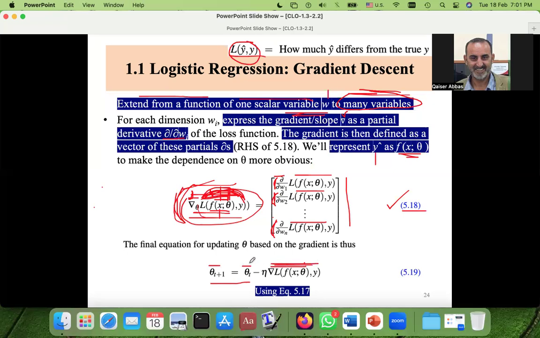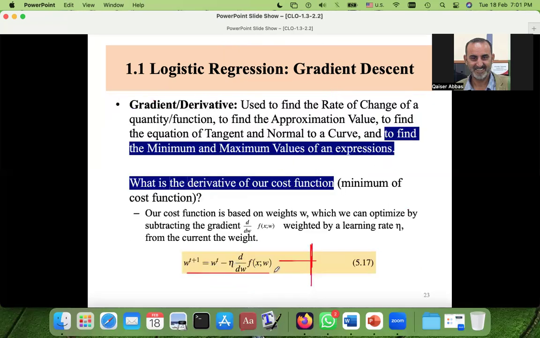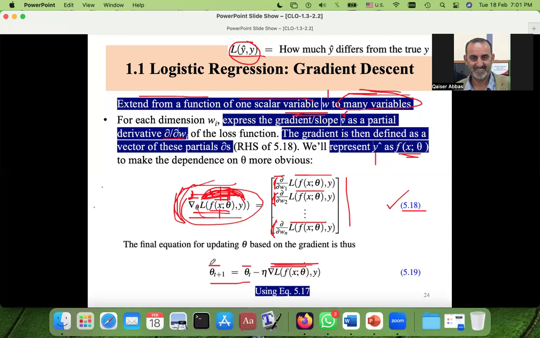Why have we reached this? By using the concept of equation 5.17. That is only for one weight, and this is representing all weights. In this way, you can calculate the weights. This is the equation which will finally give you the optimized result for theta, for weights. Theta, we assumed initially, is the weights, W and B's.